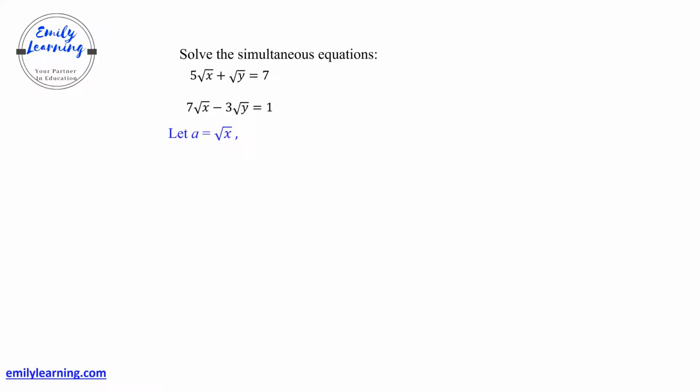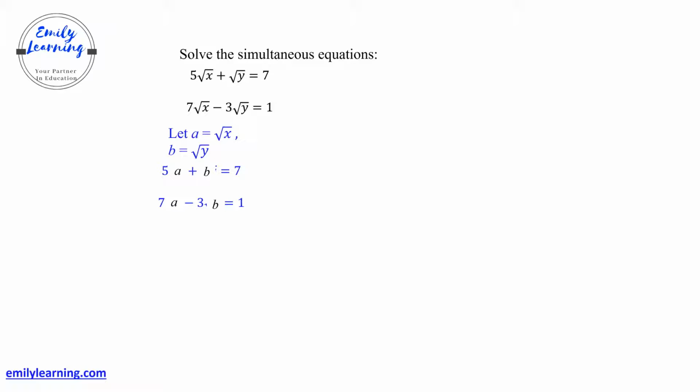So now let a equal square root x. So let's substitute all the square root x in this equation to become a. Same thing, let b be square root y. Do you notice now this equation becomes a linear one because you only have a and b as your unknowns, and they have a power of 1. So now we have converted this simultaneous equation, which has square roots in it, to a linear simultaneous equation.